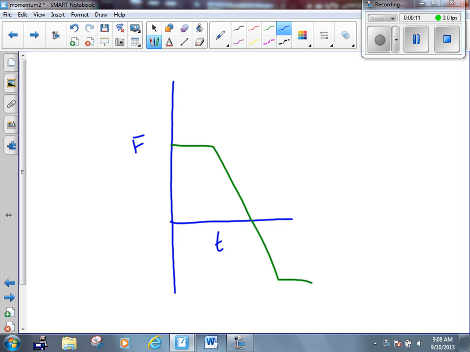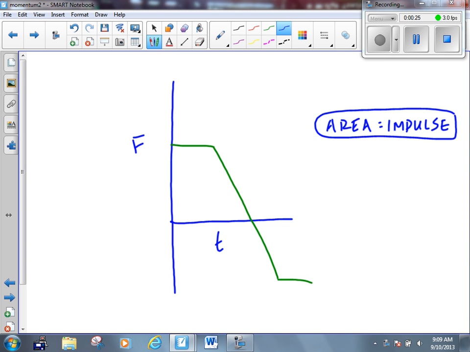Take a look up at the board here and tell me the first thing that comes to your mind is. Area equals impulse. Good. Area equals impulse. We're going to think that every single time we see this graph, right? Every single time. Area equals impulse, area equals delta P.